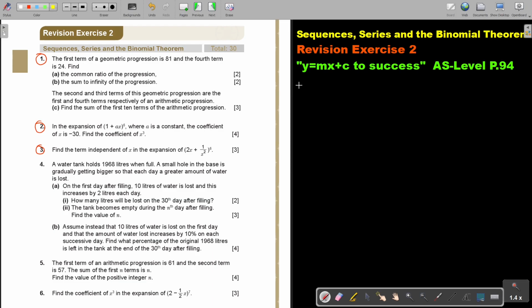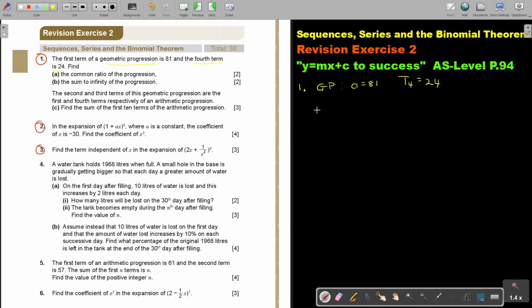Let's start with number 1. The first term of a geometric progression is 81. Okay. First, let's write, it's a GP. Very important. Okay. The first term is 81. The fourth term is 24. Find the common ratio of the progression.